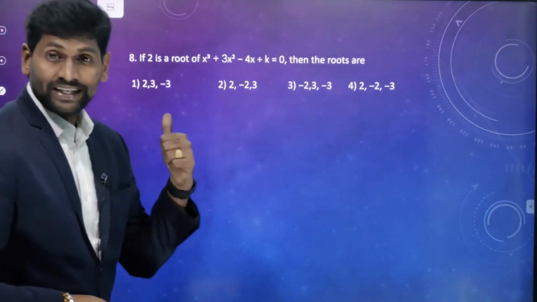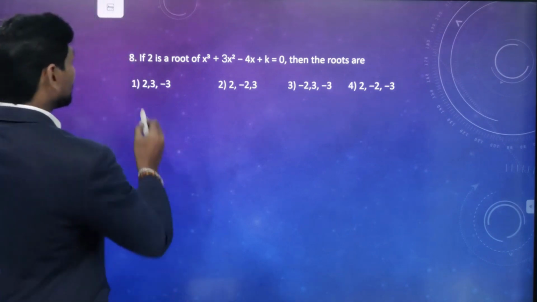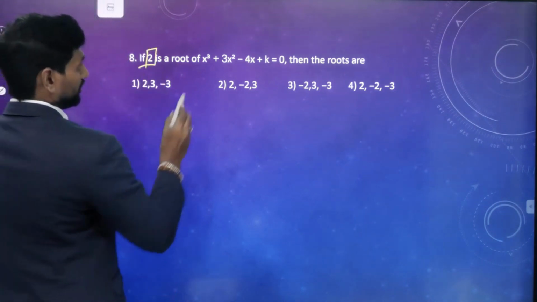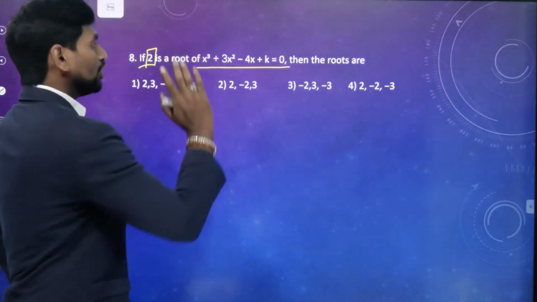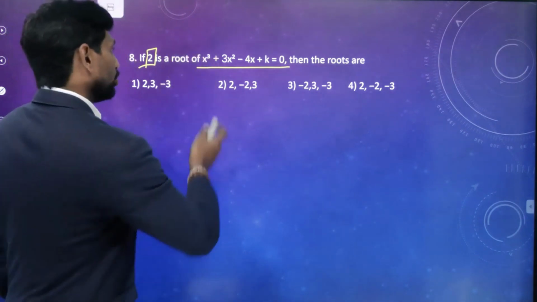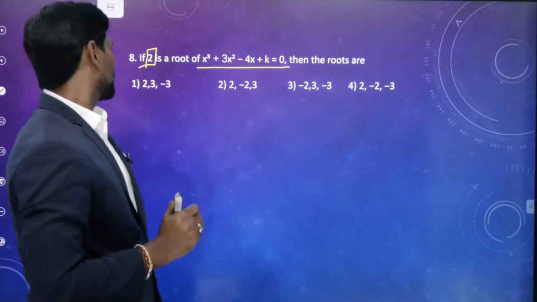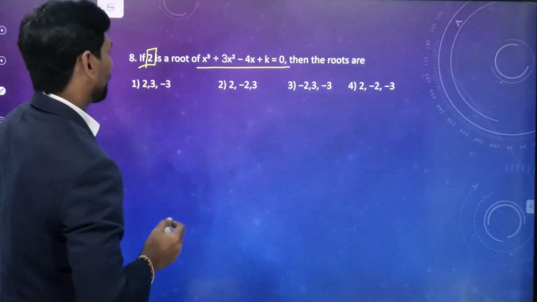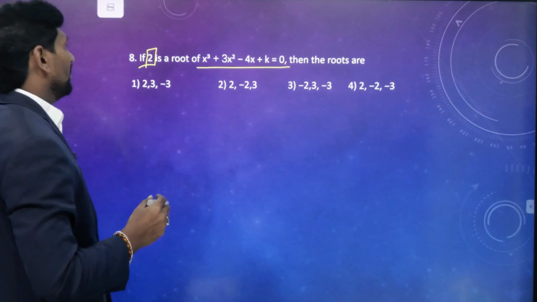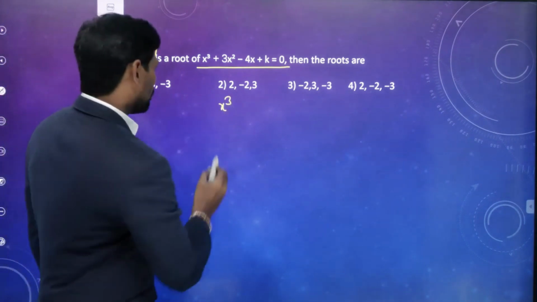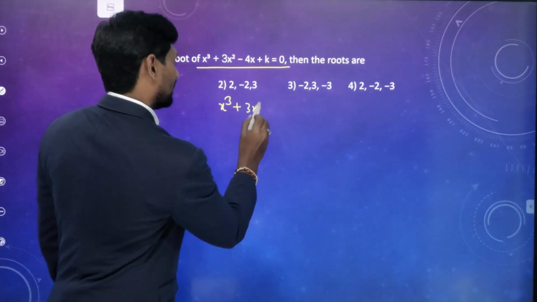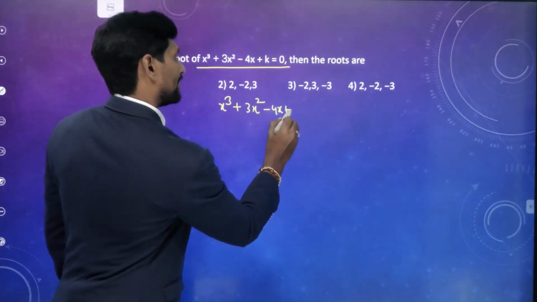So let us go to the 8th question. So if 2 is the root of this cubic polynomial or cubic equation, then the remaining roots we need to find. So x cube, I am taking the given polynomial here, x cube plus 3x square minus 4x plus k equal to 0.